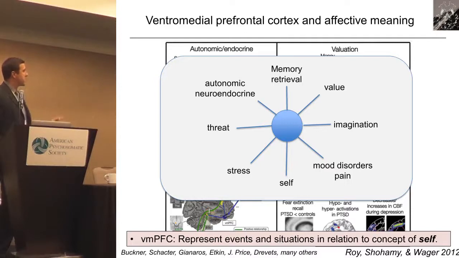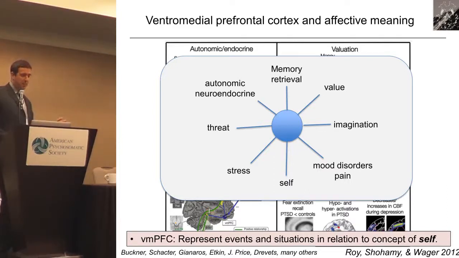It's threat, stress, autonomic stuff that I told you about, implicated in mood disorders, but it also responds very strongly when you're thinking about how things relate to you. If you're judging how something relates to the self, it's a very reliable effect. If you're recalling autobiographical memories, even if you're recalling semantic memories, it turns out. And when you're imagining future or other potential outcomes, this is very strongly responsive. So VMPFC, I think it's really important for representing events and situations in relation to your concept of the self.